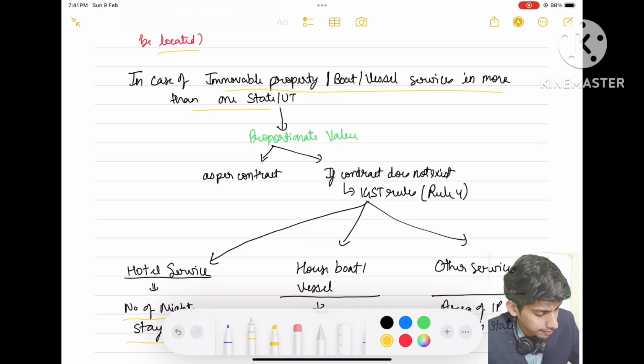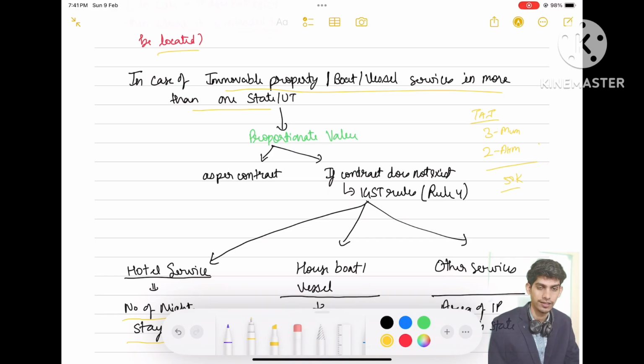Let's say you book a hotel from Taj, and Taj Hotel provides you. You want a hotel for 3 days in Mumbai, 2 days in Ahmedabad. So he charges you 50,000 total for 5 days of hotel.